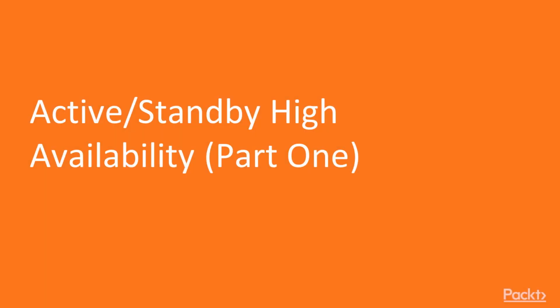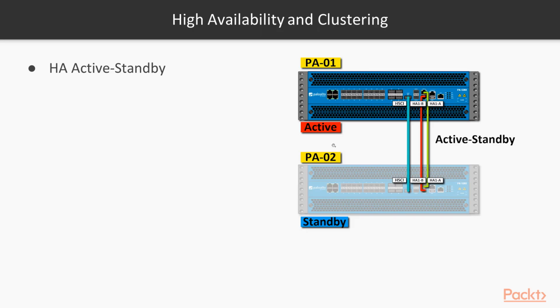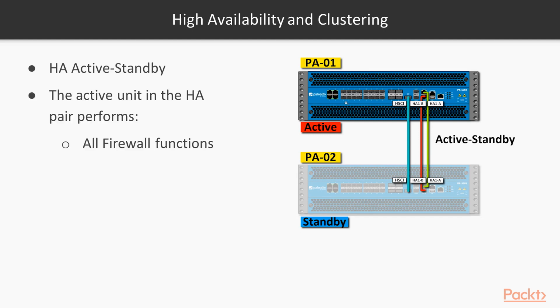Active Standby High Availability. Okay, everyone, let's see what we got for today. We have two firewalls: PA-01 and PA-02. PA-01 will be our active unit in our highly available cluster. We want to make sure that we have redundancy in our environment, and that we don't have to deal with an outage, because this is a very, very critical device.